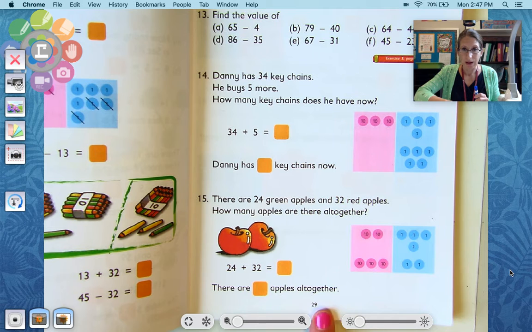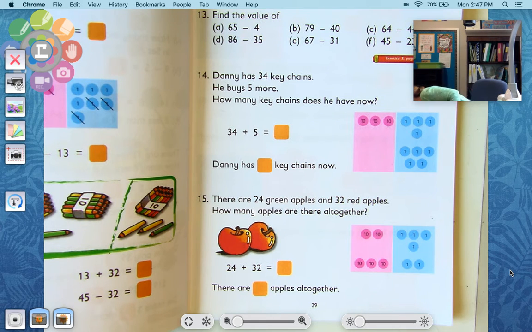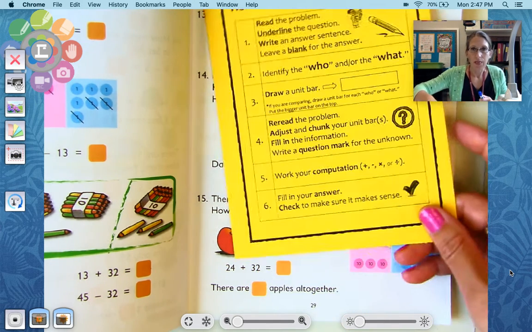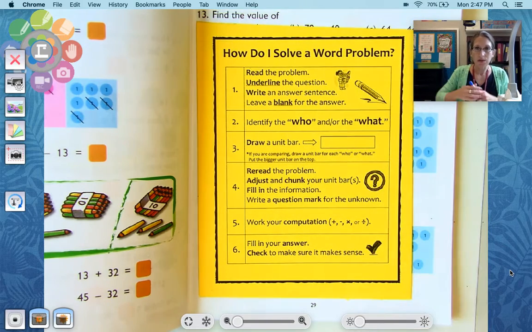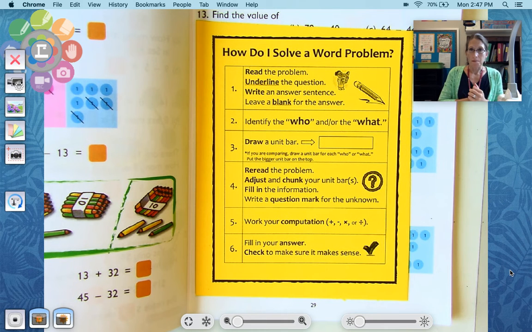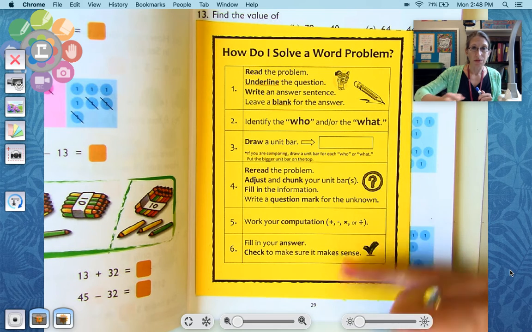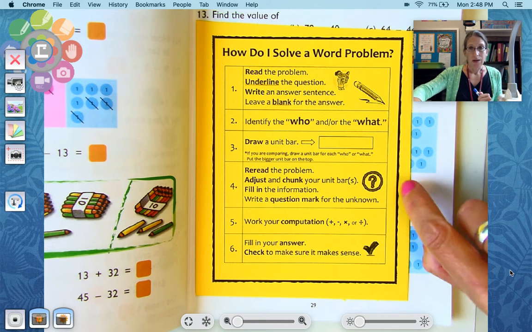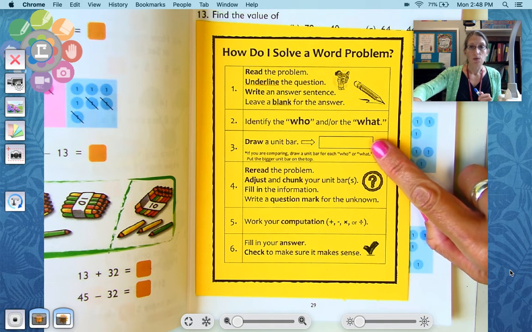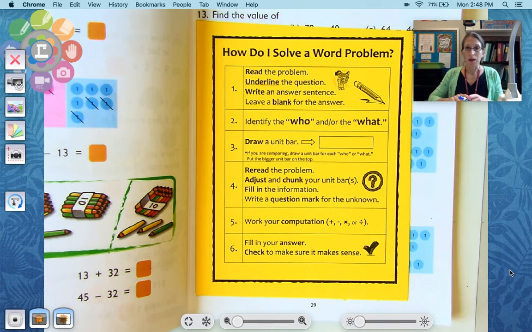And again, I'm on page 29. And I also thought it would be a good idea for us to have this little sheet available. This is our How Do I Solve Word Problems little paper that gives us some kind of a step-by-step of what we're going to do to work on and solve word problems. Now, we are going to kind of slowly work towards doing all of these steps. This is a lot of stuff to do. But today I wanted to work on showing you what a unit bar looks like. So some of you may have seen these before and others of you might be like, what's a unit bar? It's actually just a fancy name for a rectangle.